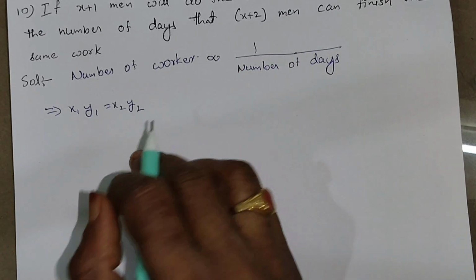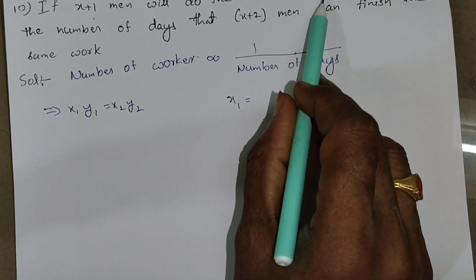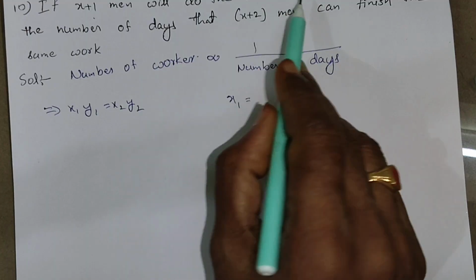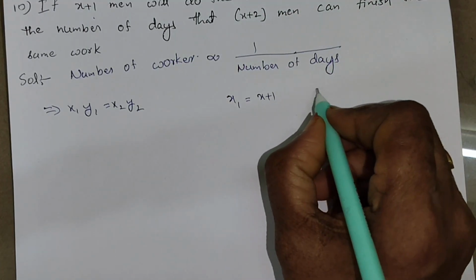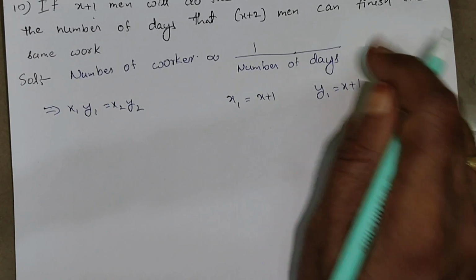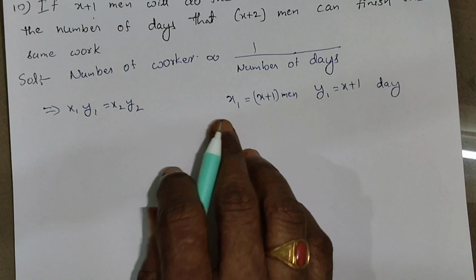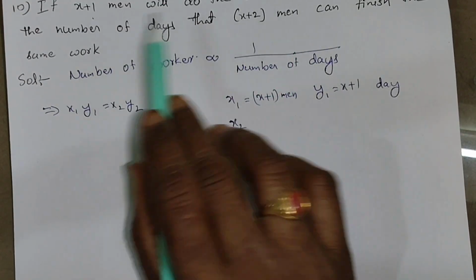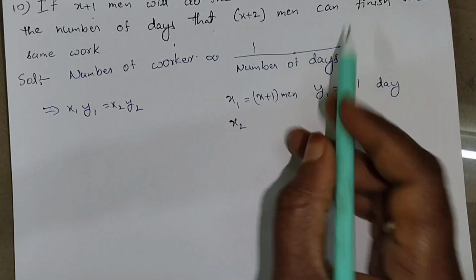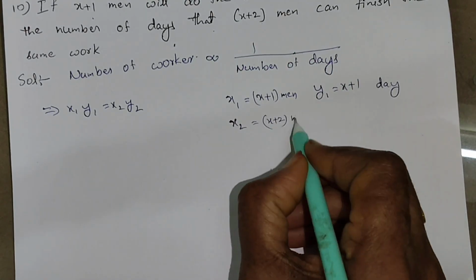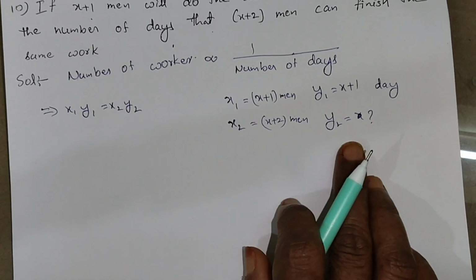So here we write the direct values. x1 equals x plus 1 men, who do the work in x plus 1 days, and y1 equals x plus 1 days. So this is the days, this is the men. Here x2 is x plus 2 men, and we find the number of days for them.